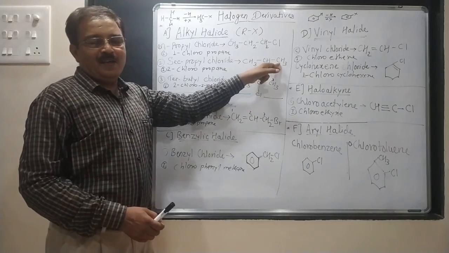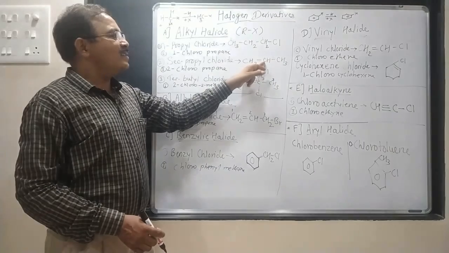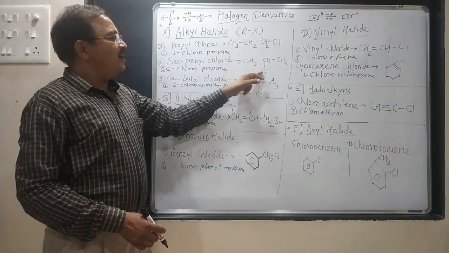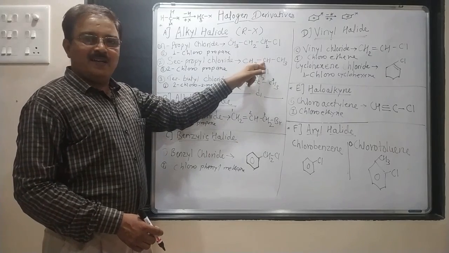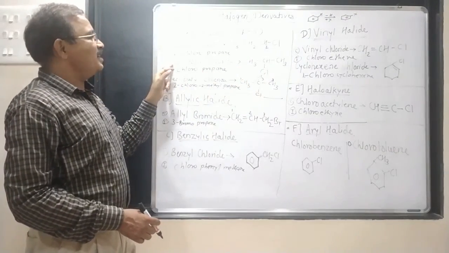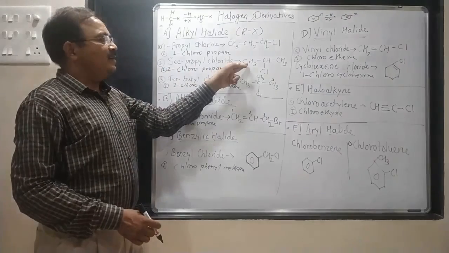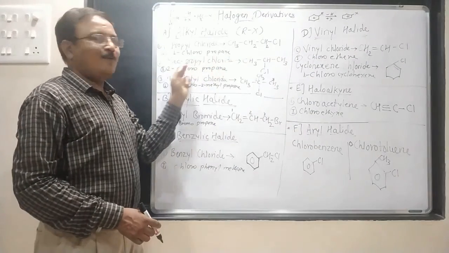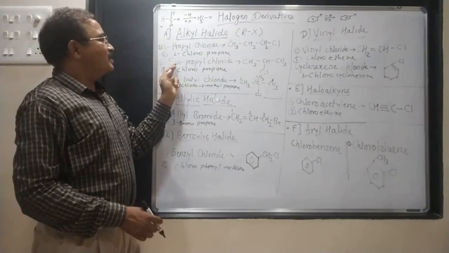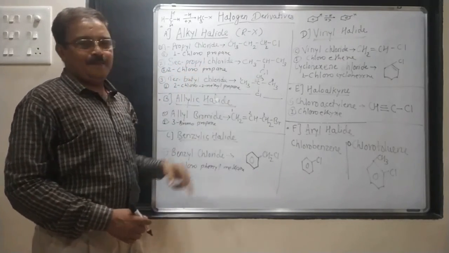Second example, where chlorine atom is attached to such a carbon atom which is attached to other two carbon atoms. Therefore this is called a secondary carbon atom, and this halogen is attached to a secondary carbon atom. Therefore this is called a secondary alkyl halide. And the example drawn here, the common name of this compound is secondary propyl chloride.